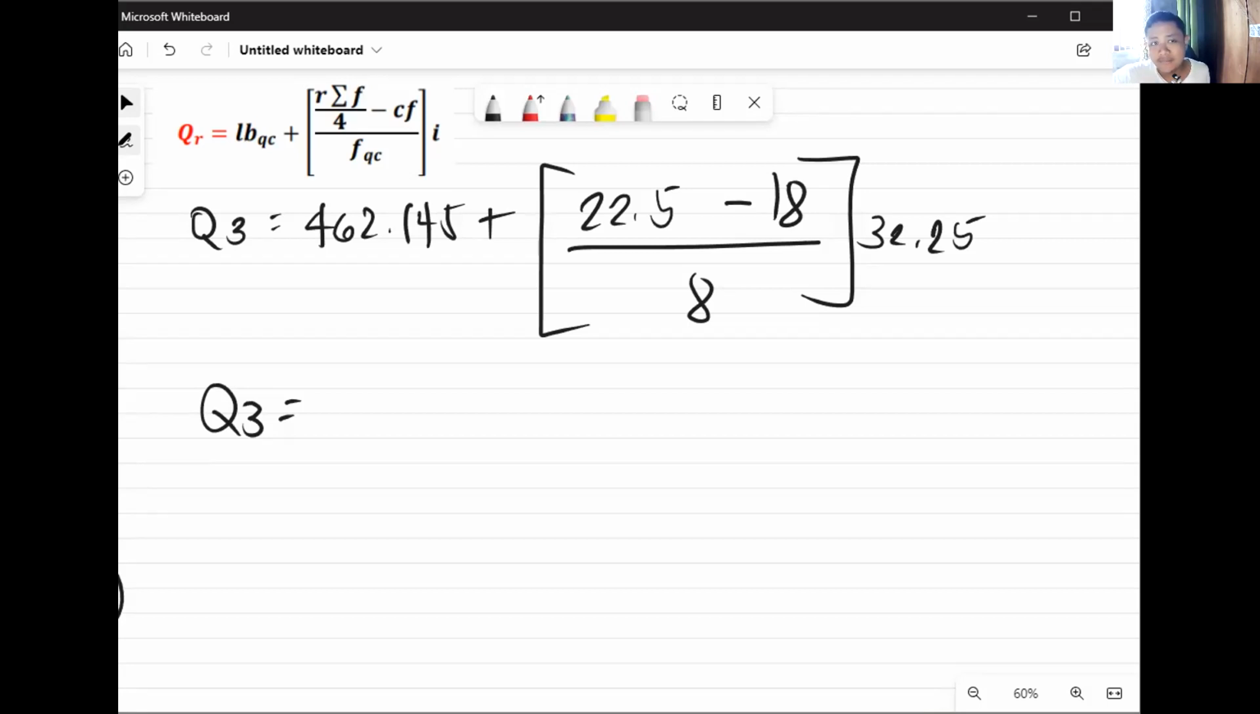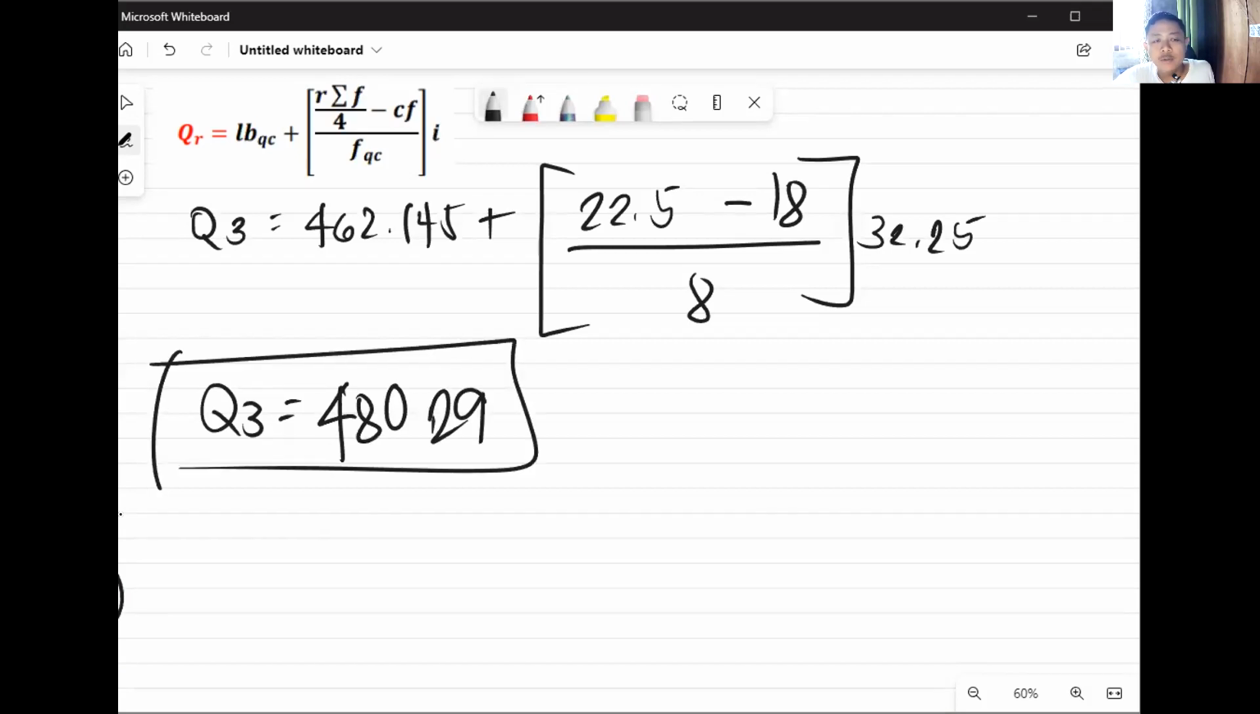In this case, that the FDT is already made, they are already organized, the data is already organized, then we just have to follow what is already used. Okay? Take note of that. So the answer here is 480.29. Okay? So how do we interpret this?